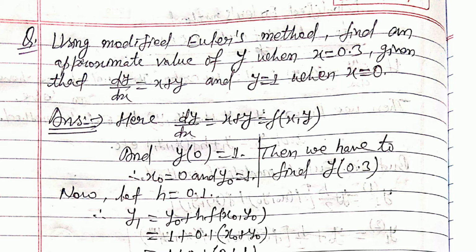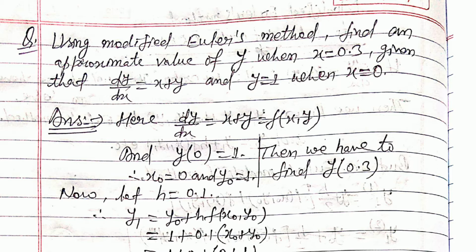Here is the question. Using modified Euler's method, find an approximate value of y when x is equal to 0.3, given that the differential equation is dy/dx = x + y, and y is equal to 1 when x is equal to 0. That means the initial values of x and y are given, that's 0 and 1 correspondingly.